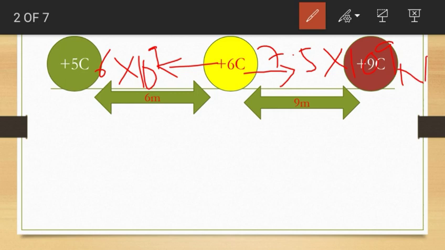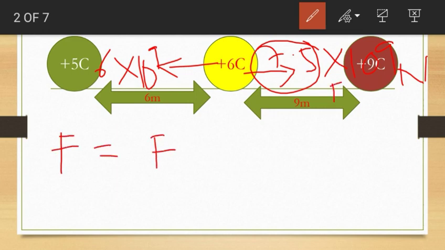So which one is greater? Obviously 7.5 is greater than 6. That's why the force towards the right is greater. And if two forces are exactly opposite to each other, then the net force will be given by subtracting the two individual forces. Now the net force, I have taken F1 and already have taken F2. So it will be F1 minus F2.